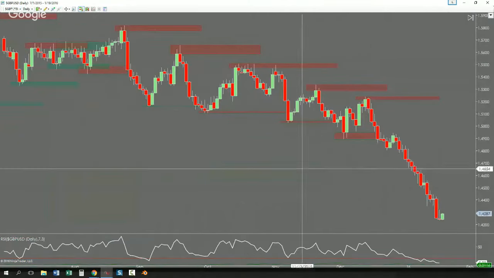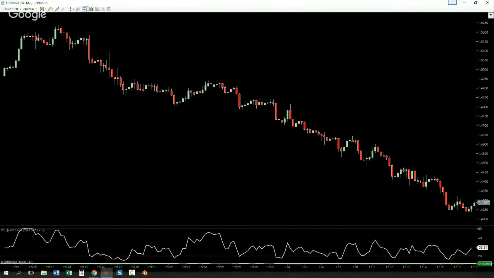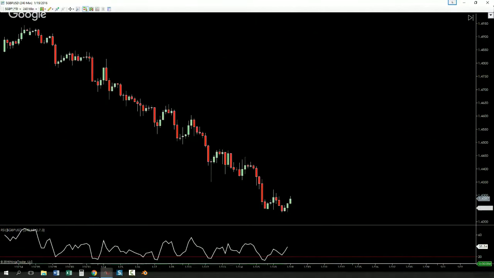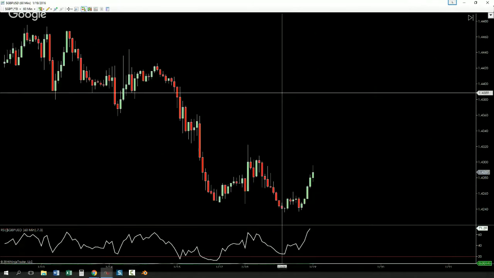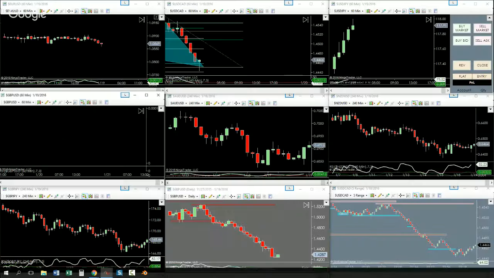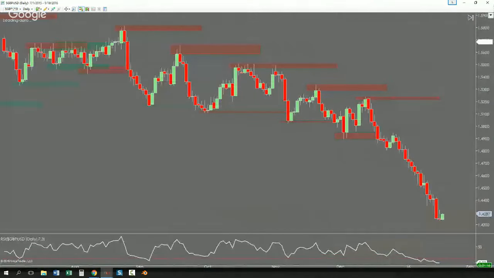Pound dollar still extremely bearish. 60-minute. Not quite. Let's go to Aussie dollar.